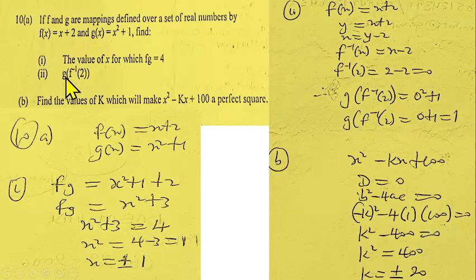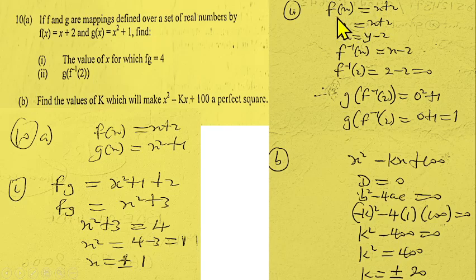Then also g of f inverse of 2. So this is also a composite function as well. But you first need to get the value of your f inverse of x, before you now find f inverse of 2, before you now put that into g of x. Let's go there as well. So like I said, you first need to find the inverse of f of x. So how do you find the inverse of f of x?